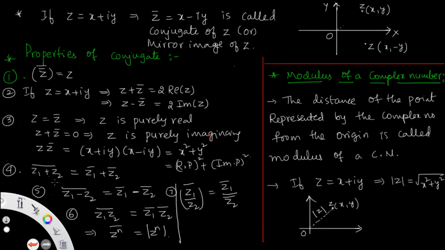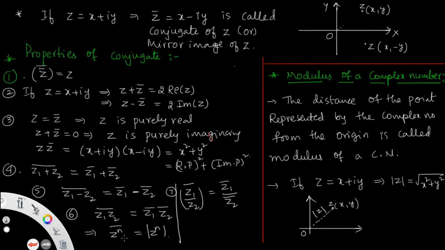So the conjugate of z1 plus z2 is equal to z1 conjugate plus z2 conjugate. In a similar way, the conjugate of z1 minus z2 becomes z1 conjugate minus z2 conjugate. In multiplication, the conjugate of z1 into z2 becomes z1 bar into z2 bar.